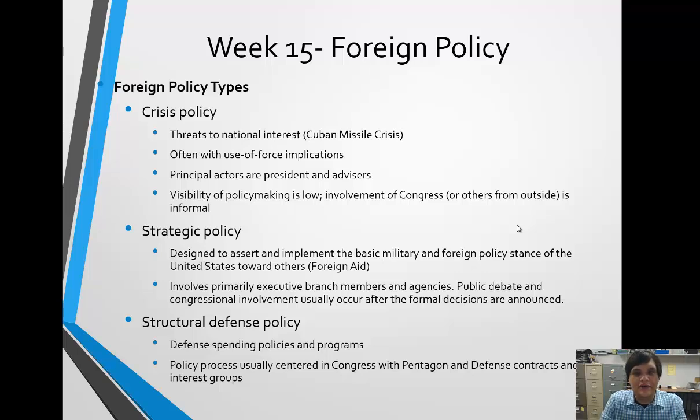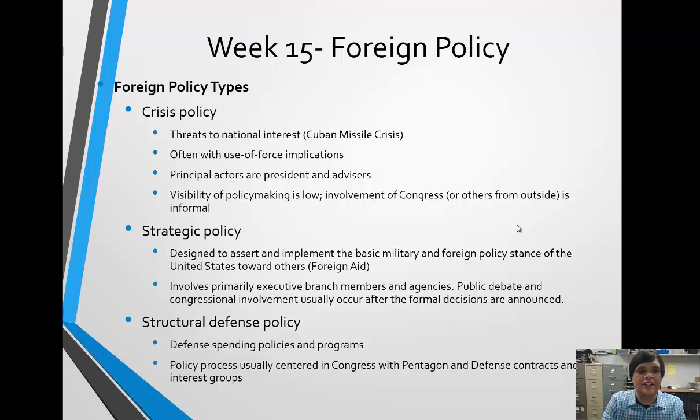Alright, so that's the Cold War really briefly. It's a very important era in our history. I know we feel sort of removed from it now. It's been a long, long time. But it's still very vital to U.S. foreign policy overall. Now, let's go ahead and talk about the different foreign policy types.